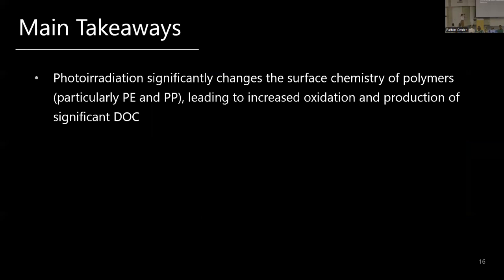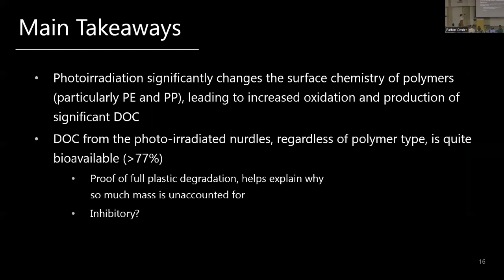particularly polyethylene and polypropylene, leading to increased oxidation and production of significant dissolved organic carbon. DOC from the photoirradiated nurdles, regardless of polymer type, is quite bioavailable. There's proof of full DOC degradation, not plastic, which helps explain why so much of plastic mass is unaccounted for, because if it gets broken down into DOC and completely used by microbes, it's gone. So we can't track it.